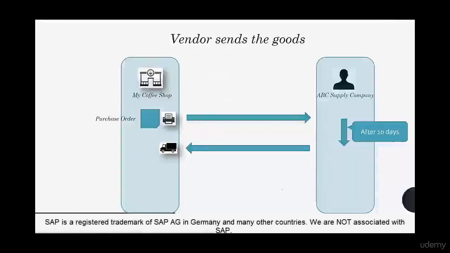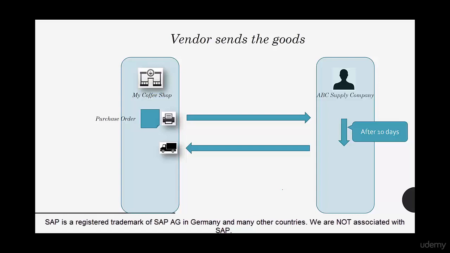So in the first part of this section, we have seen how to create a purchase order. In the second part, we're going to see what happens after that. The vendor receives the PO and the vendor says, okay, I'm going to send it now.